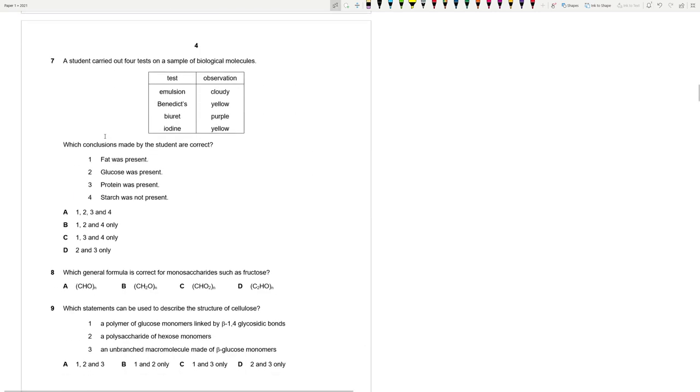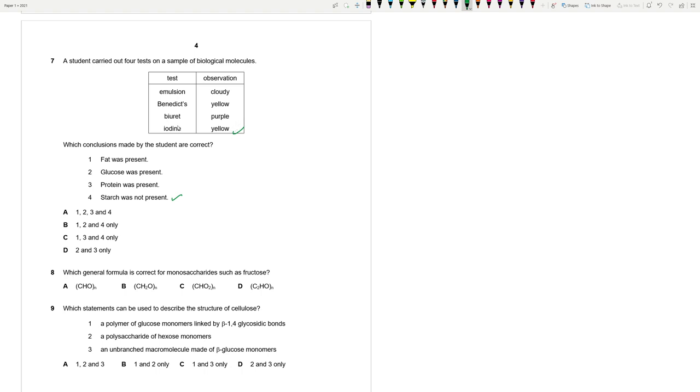Moving on to 7. A student carried out 4 tests on a sample of biological molecule. Iodine turned yellow. I mean, it is yellow in the first place. Okay, iodine is yellow in the first place. Yes, so iodine is yellow in the first place, right? So it doesn't really matter. So starch was not present because iodine did not turn blue black. Okay, so 4 is correct.